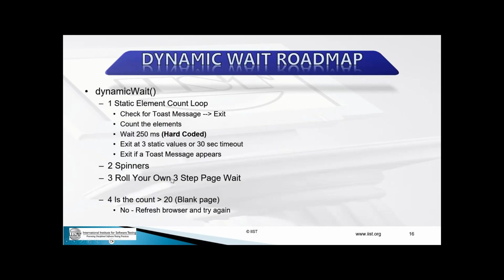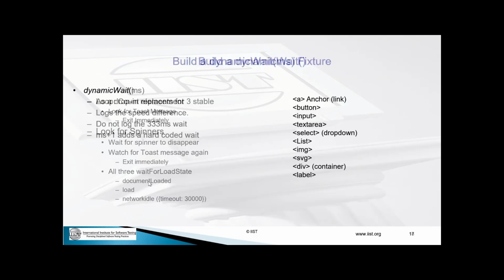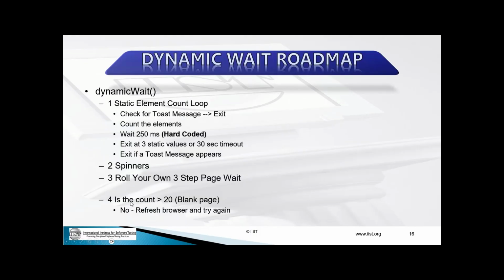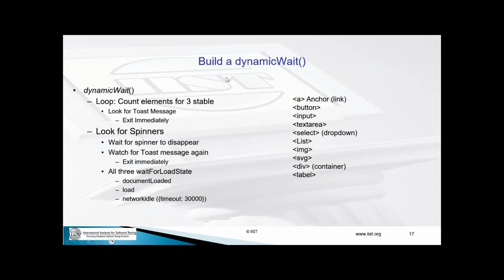And then lastly, we're going to roll your own 3-step process. And the fourth thing is to check and see, is the count greater than 20 items? That means it's not a blank page. So if it was less than 20 items, we would say yes, refresh the browser and try again. So we're going to try and build that dynamic wait.